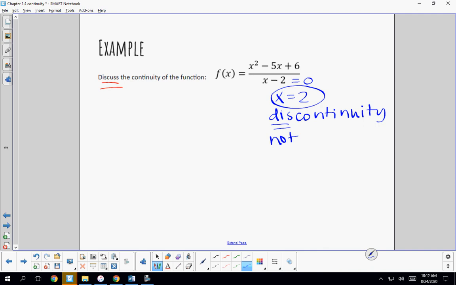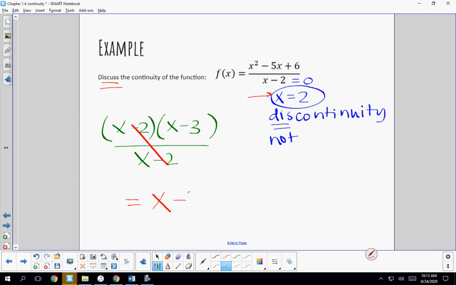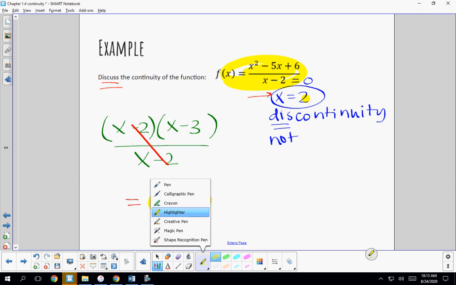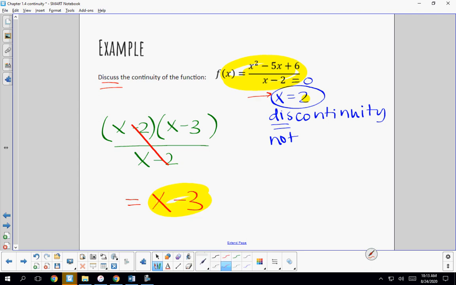Now we want to know what kind of discontinuity. If we can factor the numerator into x minus 2, x minus 3, and this eliminates that hole, then it's removable. In this case, we can cancel, and we're left with this graph. This graph and this graph are exactly the same except at 2, and that means there's a hole at 2. So this is going to look similar to our very first picture that I put up on the board.